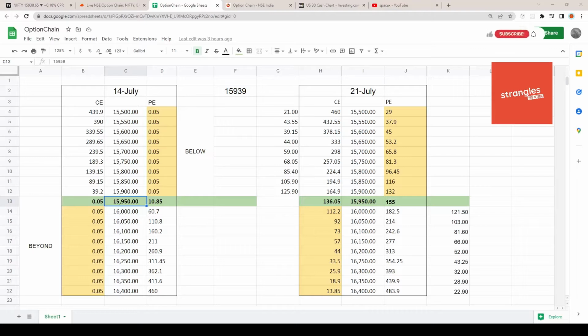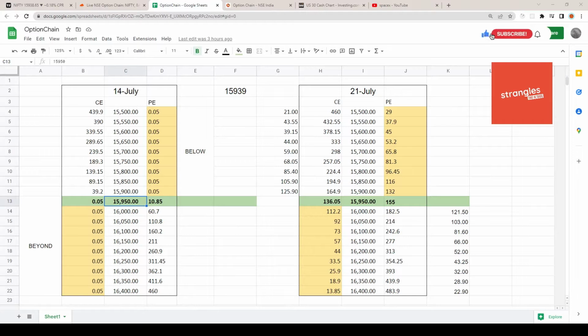Today I am not going to talk about any of my trades. Rather, I will be discussing the most misinterpreted or misunderstood concept of option trading: option premiums.